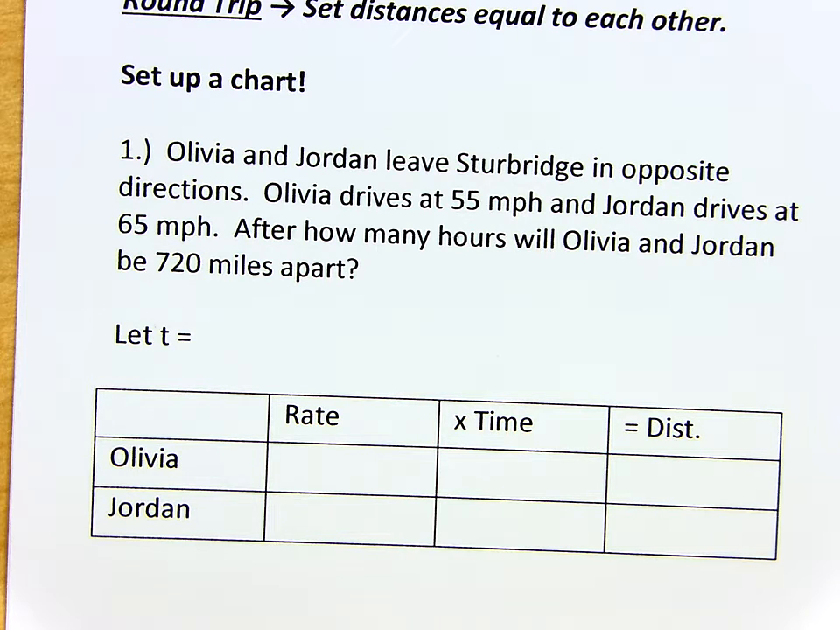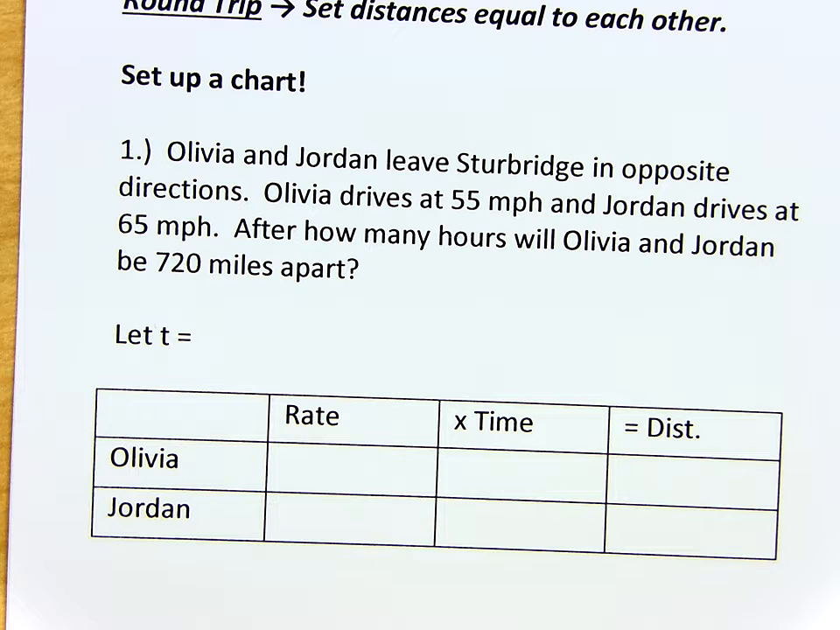Can you imagine this? I want you to imagine I have Olivia and Jordan. They're both in Sturbridge. They're going to leave Sturbridge, and they're going to travel in opposite directions. However, Olivia's going 55, Jordan's going 65. So when they leave, one person's going faster than the other. Do you see that?